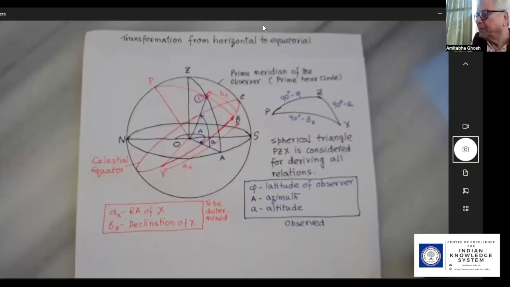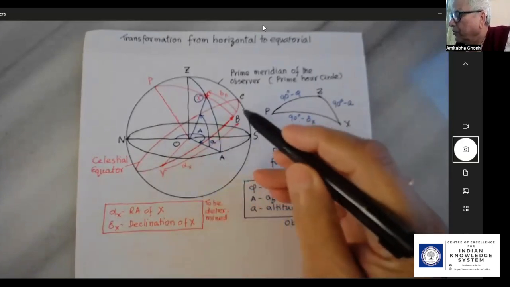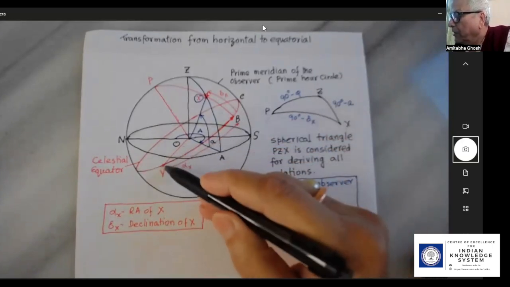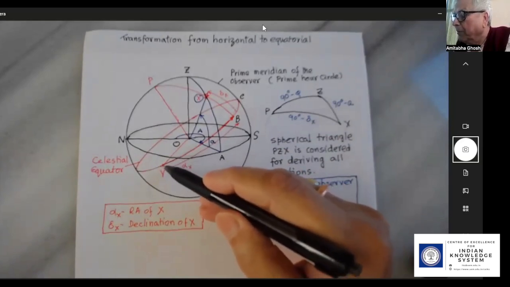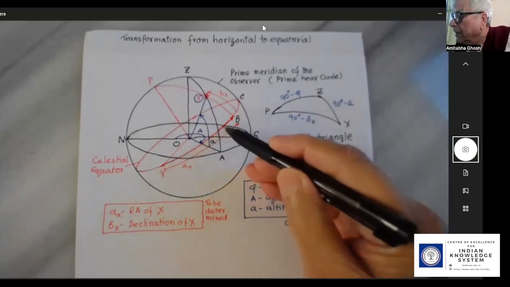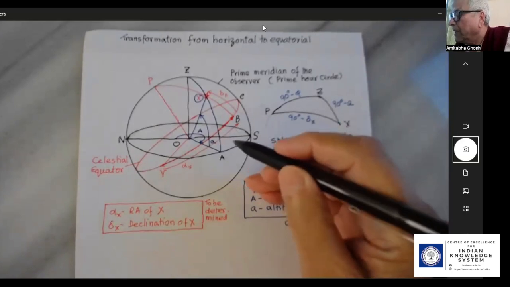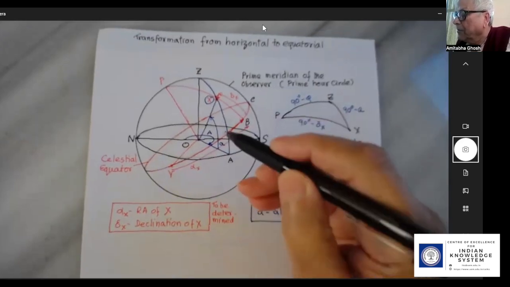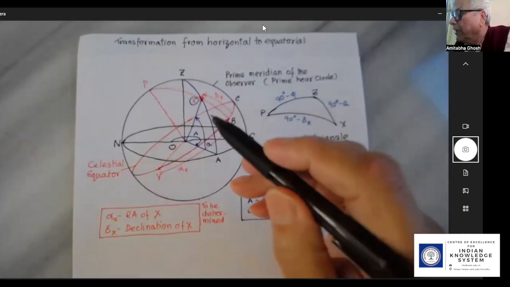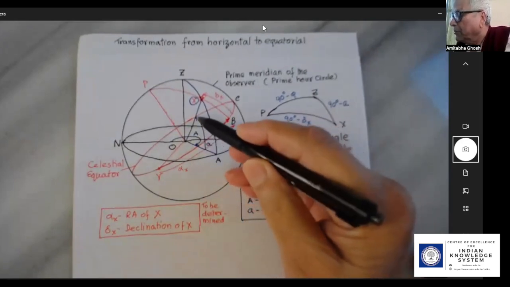Now, the same thing we have shown here. The equatorial system is shown in red. This is the celestial equator. So this is the reference point for which we measure the right ascension. It could be the Greenwich meridian point. So this is the right ascension called alpha, and this is the declination delta. And that is the equatorial system. And the horizontal system, this is the azimuth, and this is the altitude.